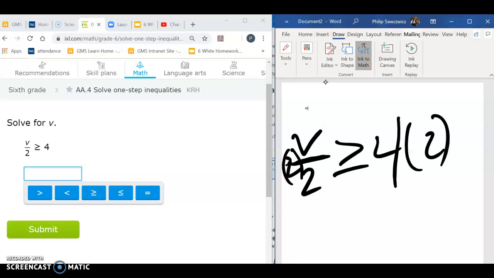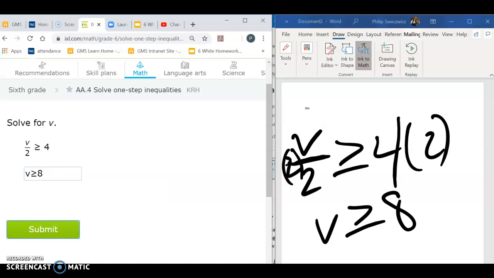Matthew, 4 times 2. 4 plus 4. Yes. Remember, everyone, multiplication is just repeat addition. So we got b greater than or equal to, whoops, and then your 8 that we're dealing with. Submit.